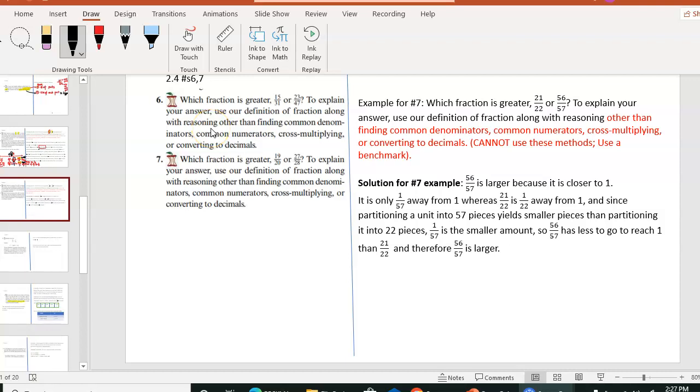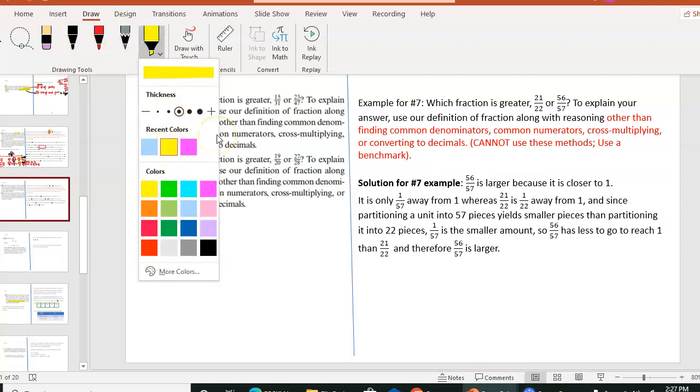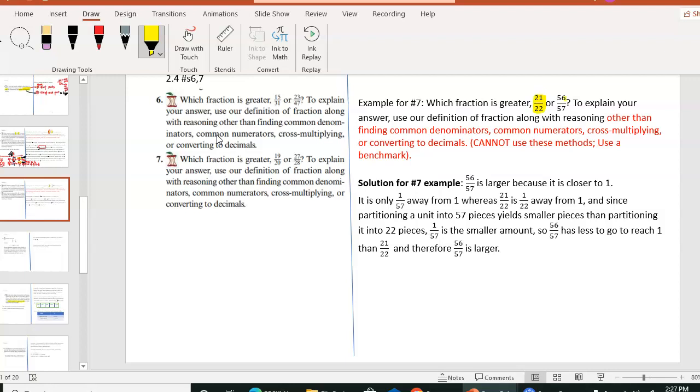Section 2.4, number 7. And this time, notice the two numbers compared to number 6, my example. If you look at these two numbers, they are very close to 1. So we're going to pick 1 as our benchmark. Again, why are they close to 1?